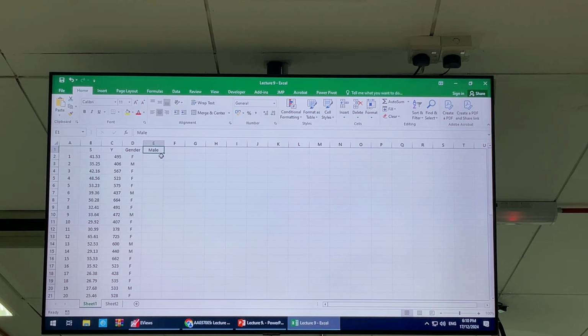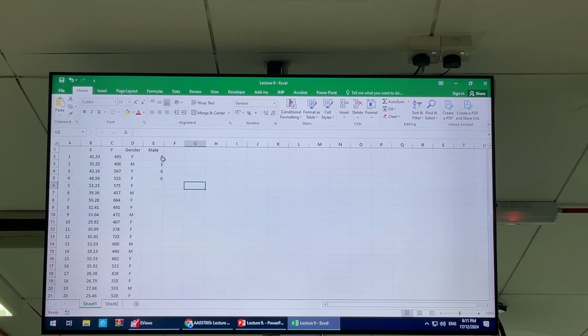And then, if the observation belongs to male, we assign 1, if not, we assign 0. For example, the first observation belongs to female, so we assign 0. The second observation belongs to male, so we assign 1, and so on. Okay, and then we can do the same for female as well. Since we have two categories, male and female, we can create up to two. But again, if we have a normal constant, then we cannot include all in the model.